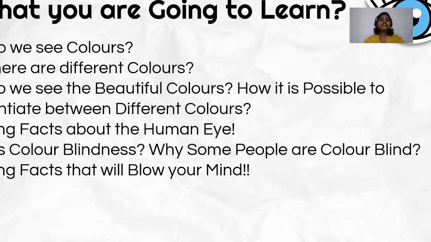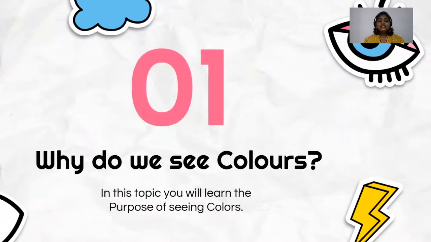In today's session, what are we going to learn? Why do we see colors? Why are there different colors? How do we see the beautiful colors? How is it possible to differentiate between different colors? Amazing facts about the human eye. What is color blindness? Why are some people color blind? Amazing facts that will blow your mind. That is all. Firstly, starting with why do we see colors. In this topic, you will learn the purpose of seeing colors.